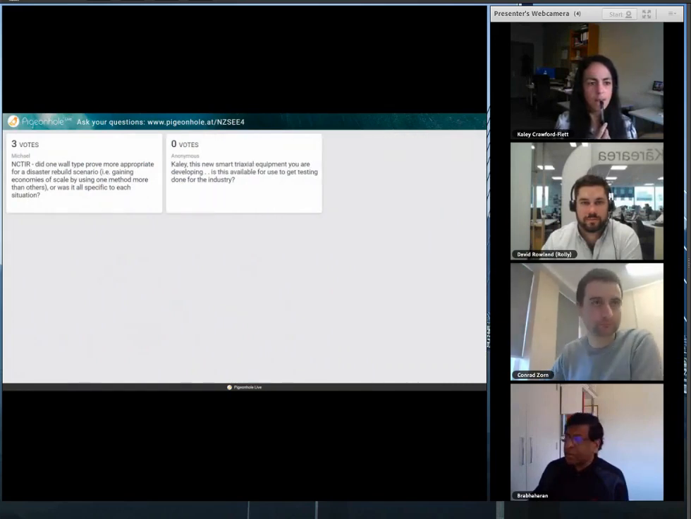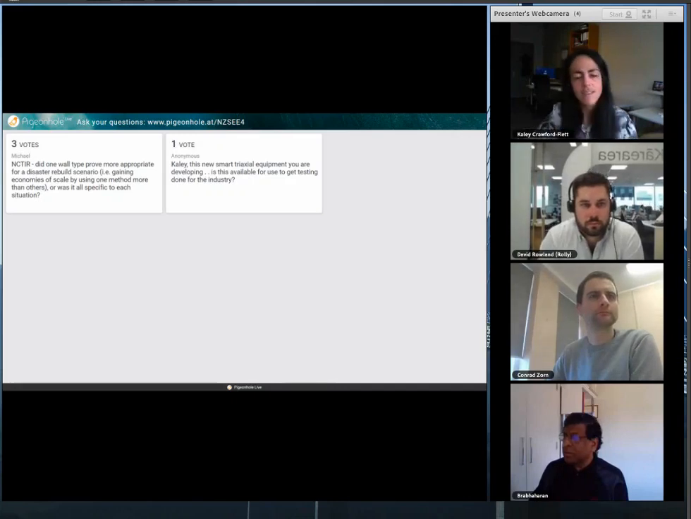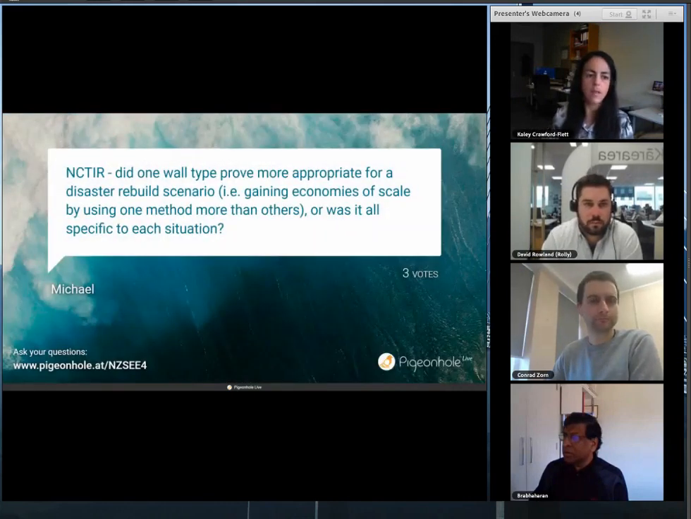So for the NCTIR work, did one wall type prove more appropriate for a disaster rebuild scenario, i.e. gaining economies of scale by using one method more than others, or was it all specific to each situation?